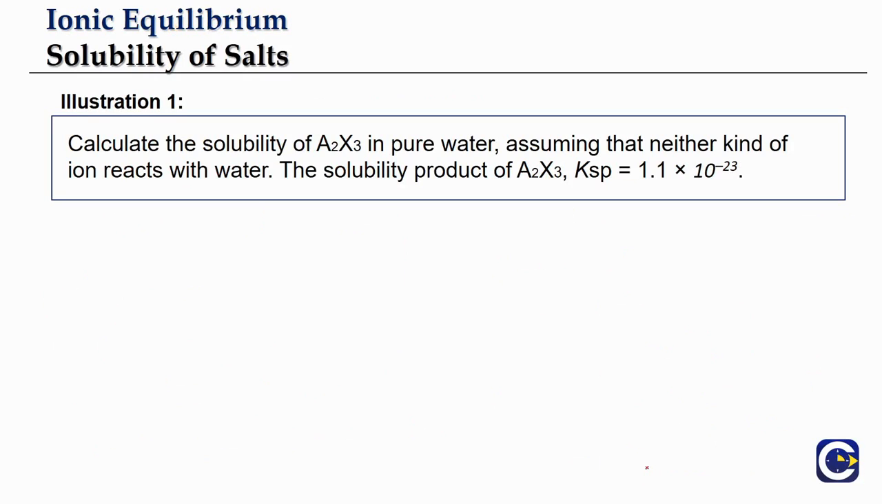So let's look at the question over here. Calculate the solubility of A2X3. We have to find the solubility of the salt A2X3 in pure water, assuming that neither kind of ion reacts with water, meaning there is no hydrolysis here. The solubility product of A2X3 is given as 1.1 into 10 power minus 23. We need to find the solubility, or molar solubility.